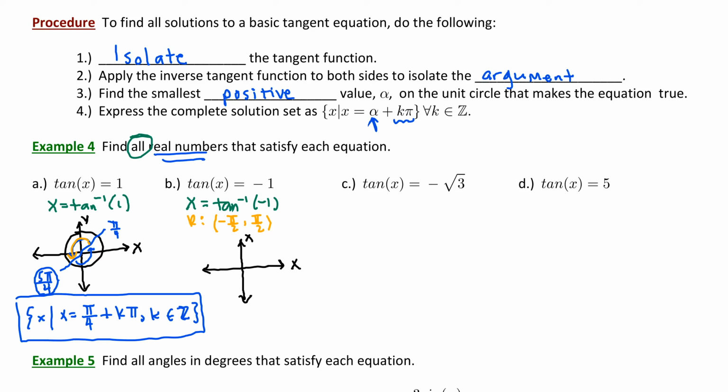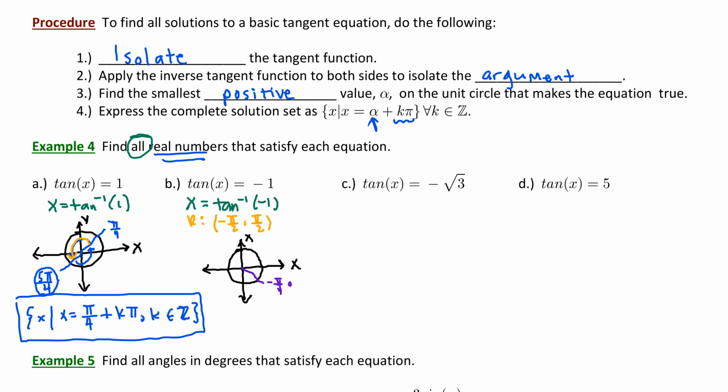So there's a potential of getting a negative answer here, and we always want to include positive answers in our solution set. Thinking of a location on the unit circle where tangent is equal to -1, now if you used your calculator, you would locate negative pi over 4. But we're going to adjust that and make it a positive angle.